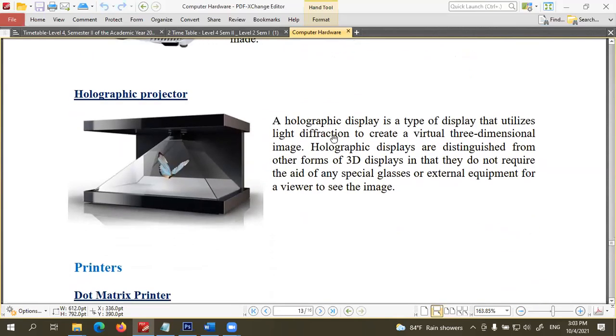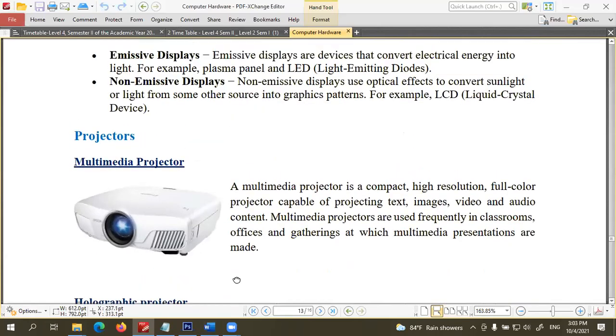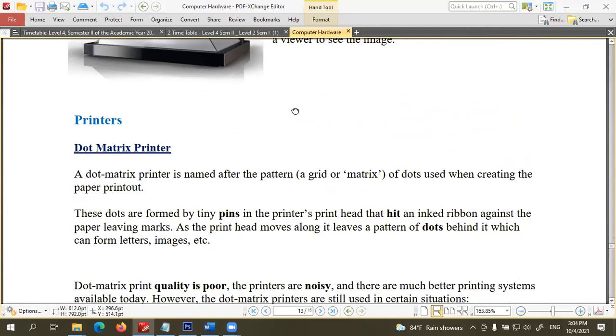And holographic projectors can create a 3D image of an object. You can search YouTube for holographic projectors and see how they work, right? They are used to output a 3D display, a 3D image. Again, there are more monitors like LED panels, billboards, and those things are also used. Right, children.